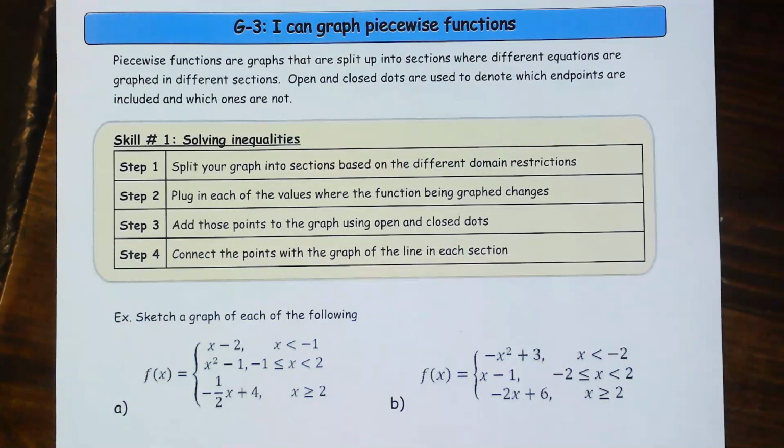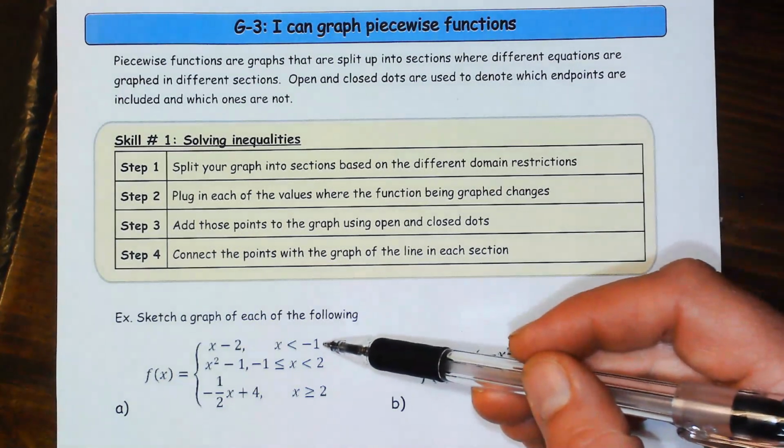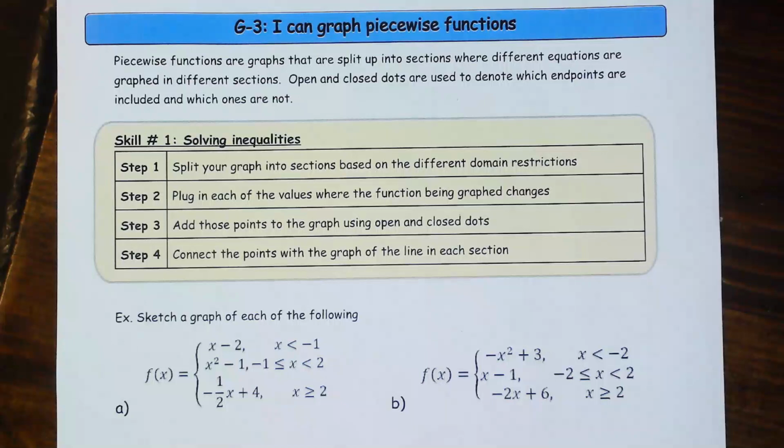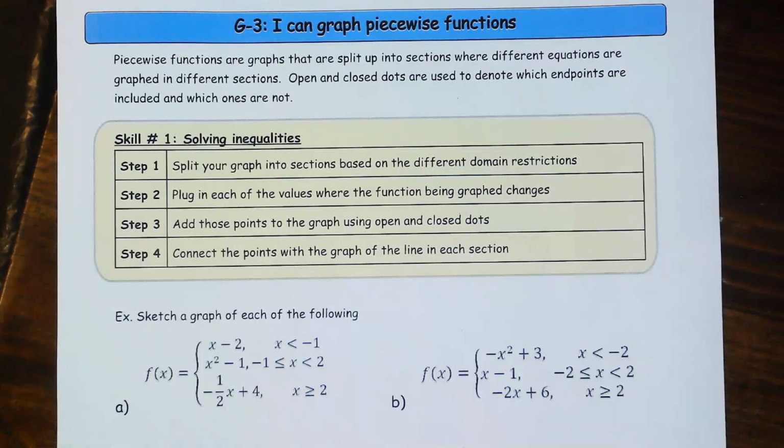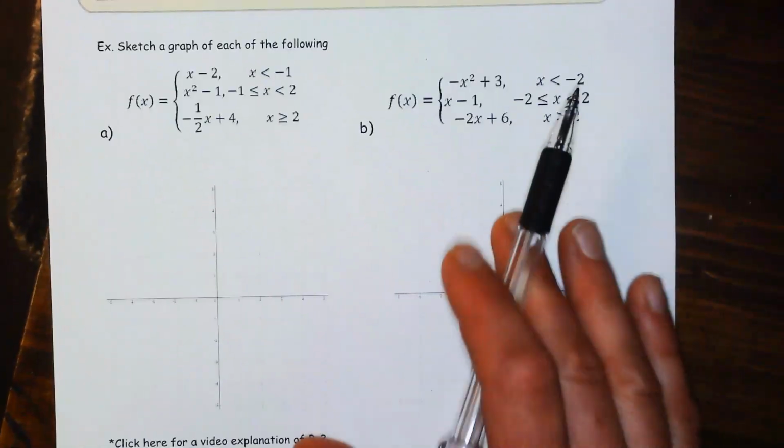You're going to add those to the graph. We'll use open and closed dots, whether it's included or not included. So, for example, on this one, x is less than -1 means I need an open dot at its endpoint. And then I'm going to connect the points with the graph of the line in each section. Okay, so what does that look like?